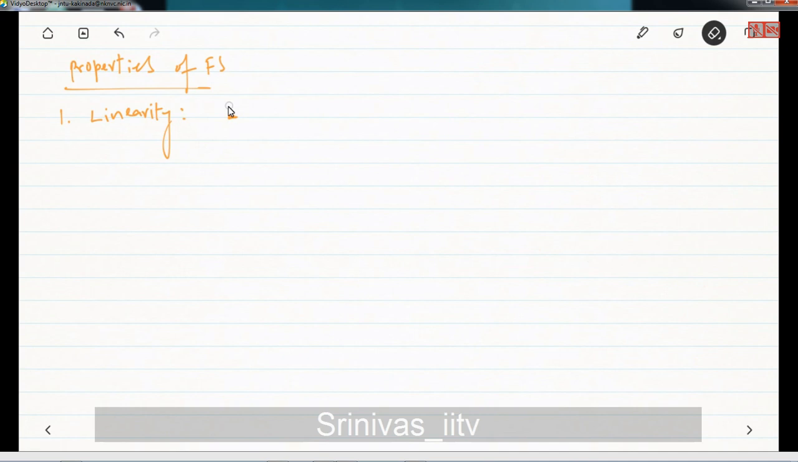Sorry, give me 1 minute in writing out some notation. So we will use the following notation.